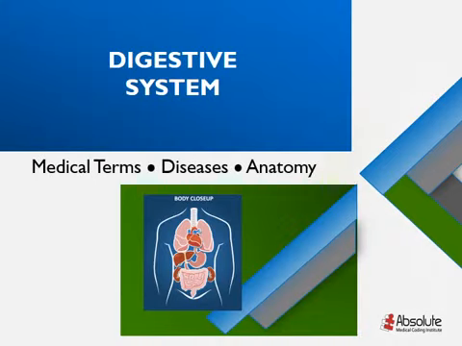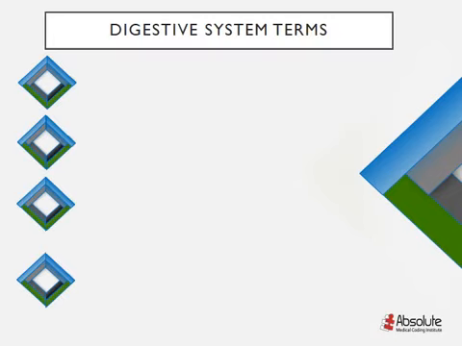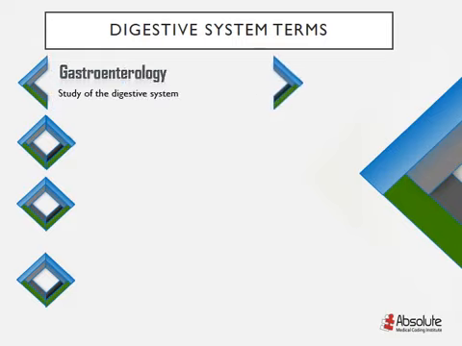In this lecture, we will be discussing medical terms, diseases, and anatomy of the digestive system. So the first thing we're going to start with is digestive system terms. Gastroenterology is the study of the digestive system. And one thing that's important to mention here, that is important for all the lectures you're going to be watching, is to really know your medical terms.